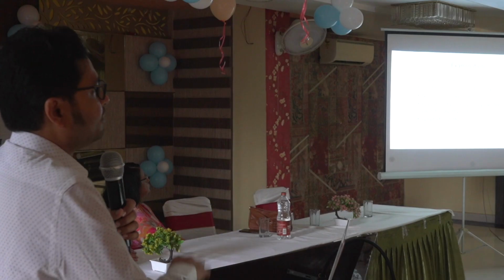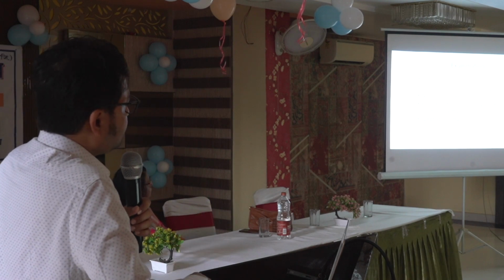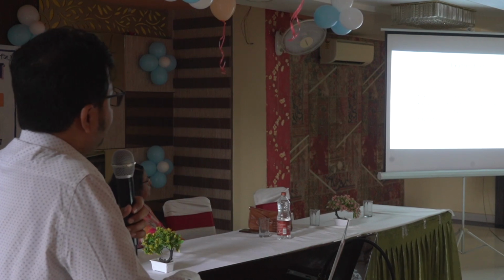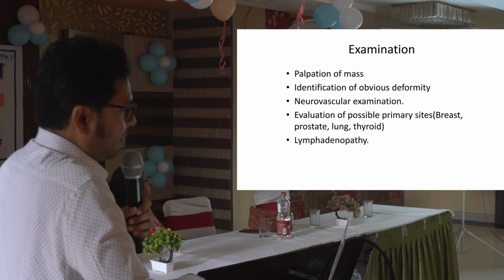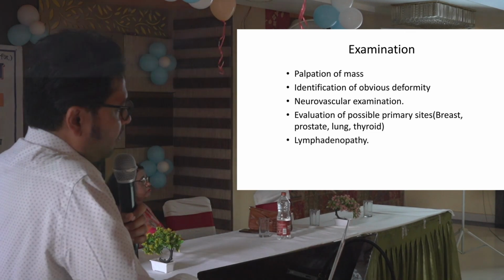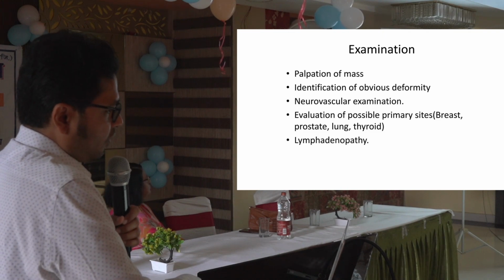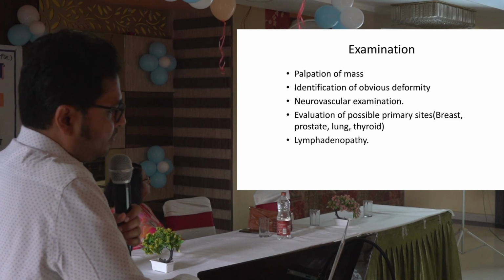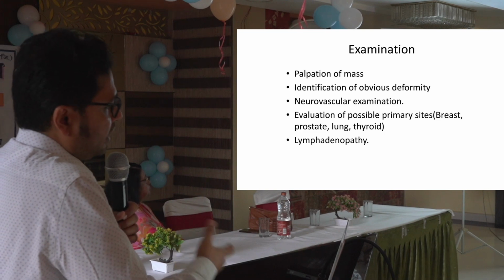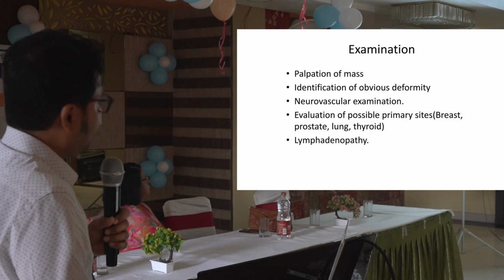On examination, whenever there is swelling, in pathological cases the swelling is not normal. Whenever there is a fracture in a normal bone, there is pain, redness, and swelling of that limb. But whenever there is a pathological fracture, usually there may be a palpable mass around that fracture, which may be hard or soft. You can palpate and think of what it can be. Identification of obvious deformity should be done. Neurovascular examination is very important. Distally, we should at least ask whether there is numbness or tingling distal to that fracture. And evaluate possible primary sites like breast, prostate, lung, and thyroid, and lymphadenopathy.